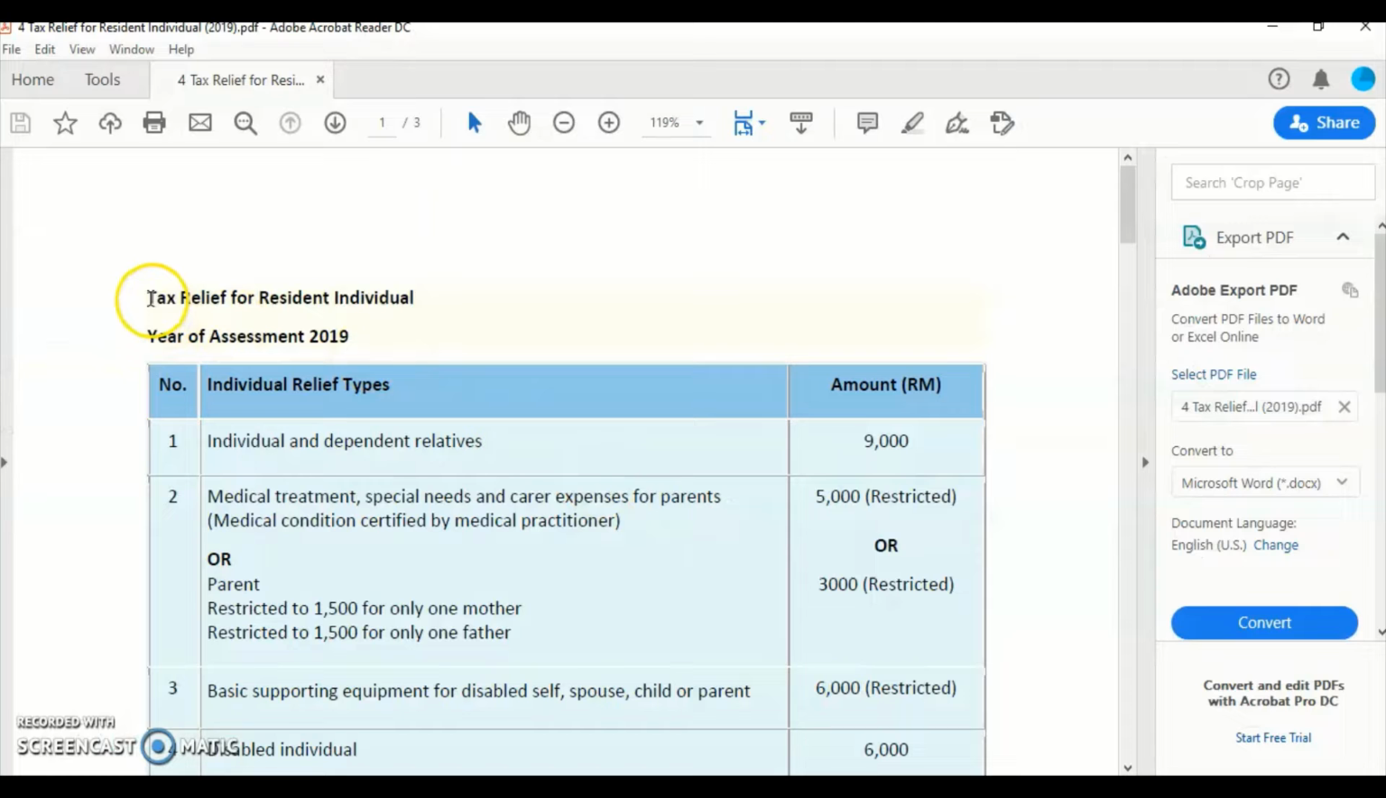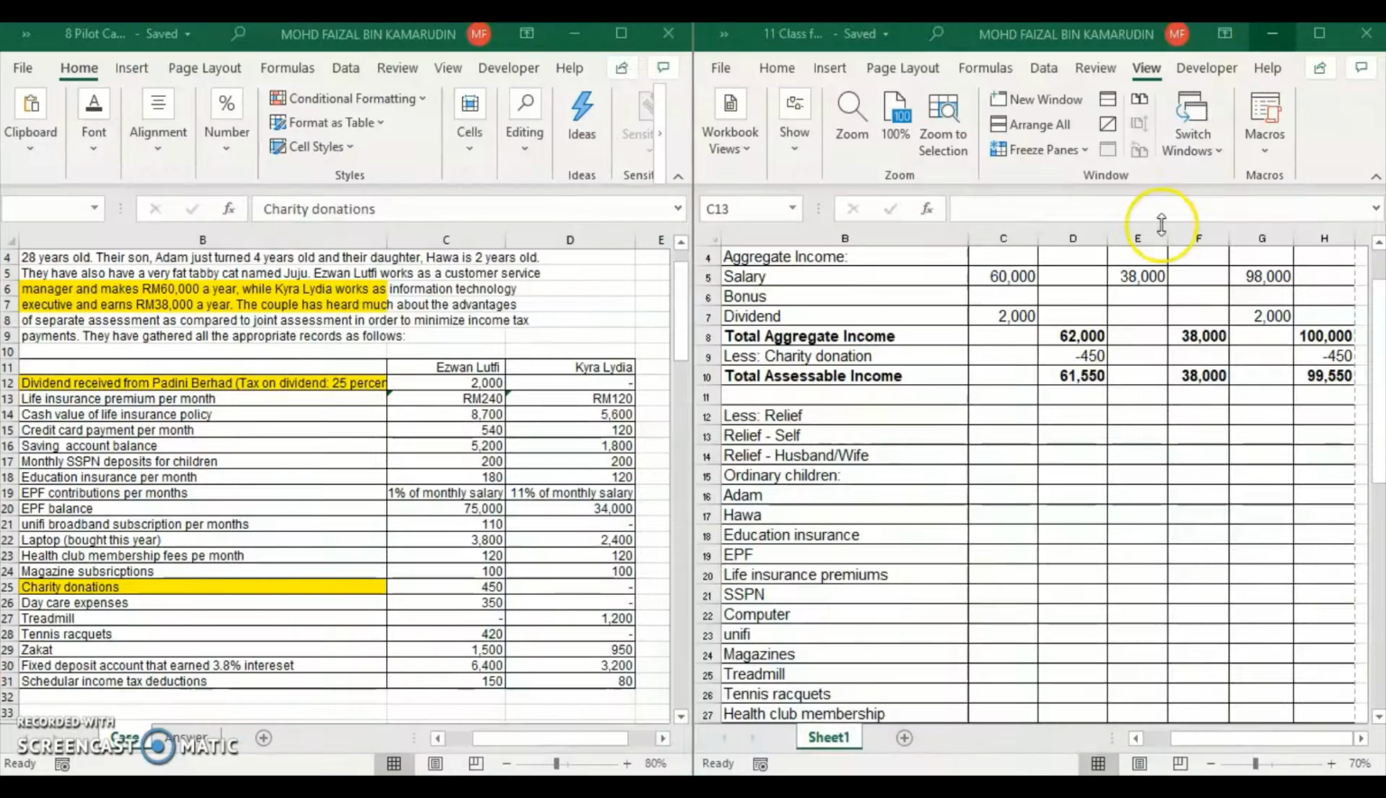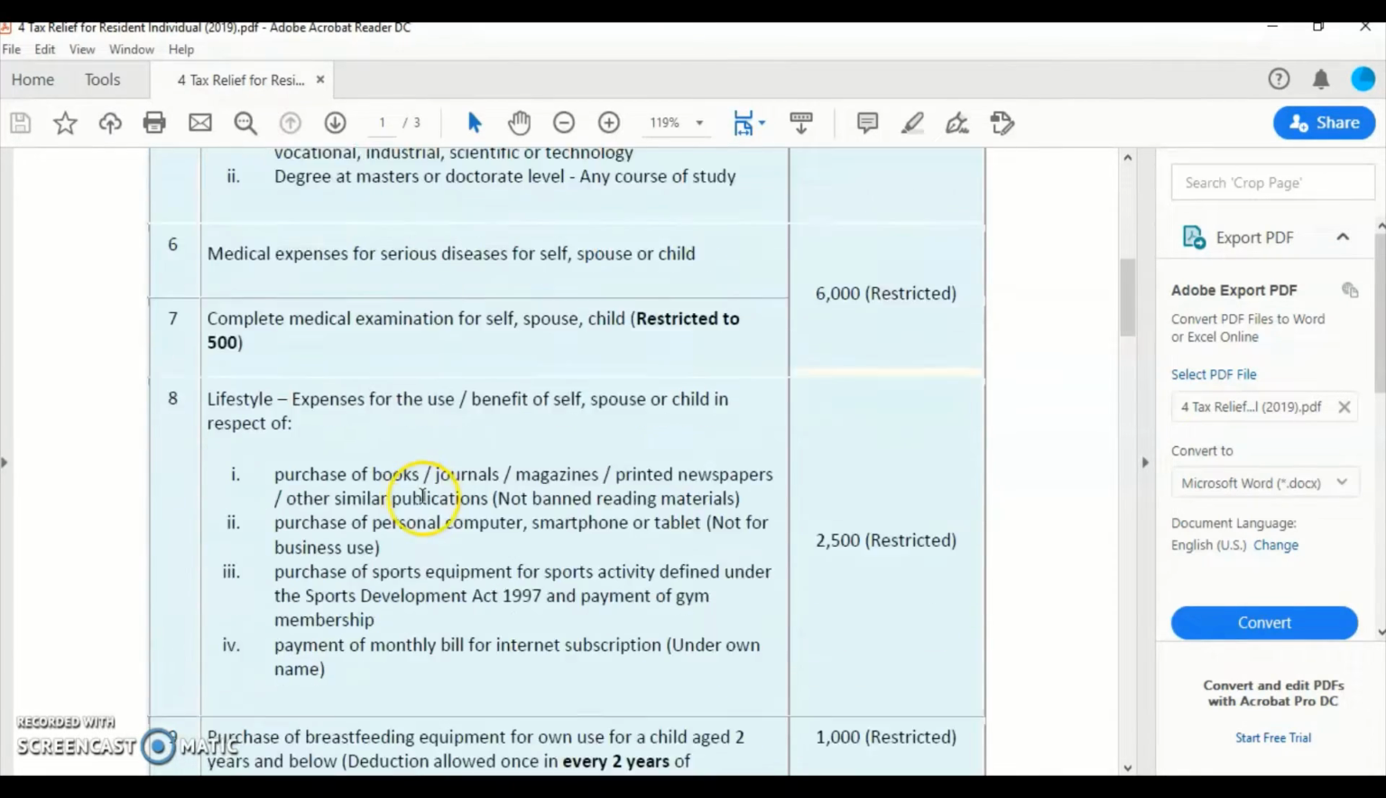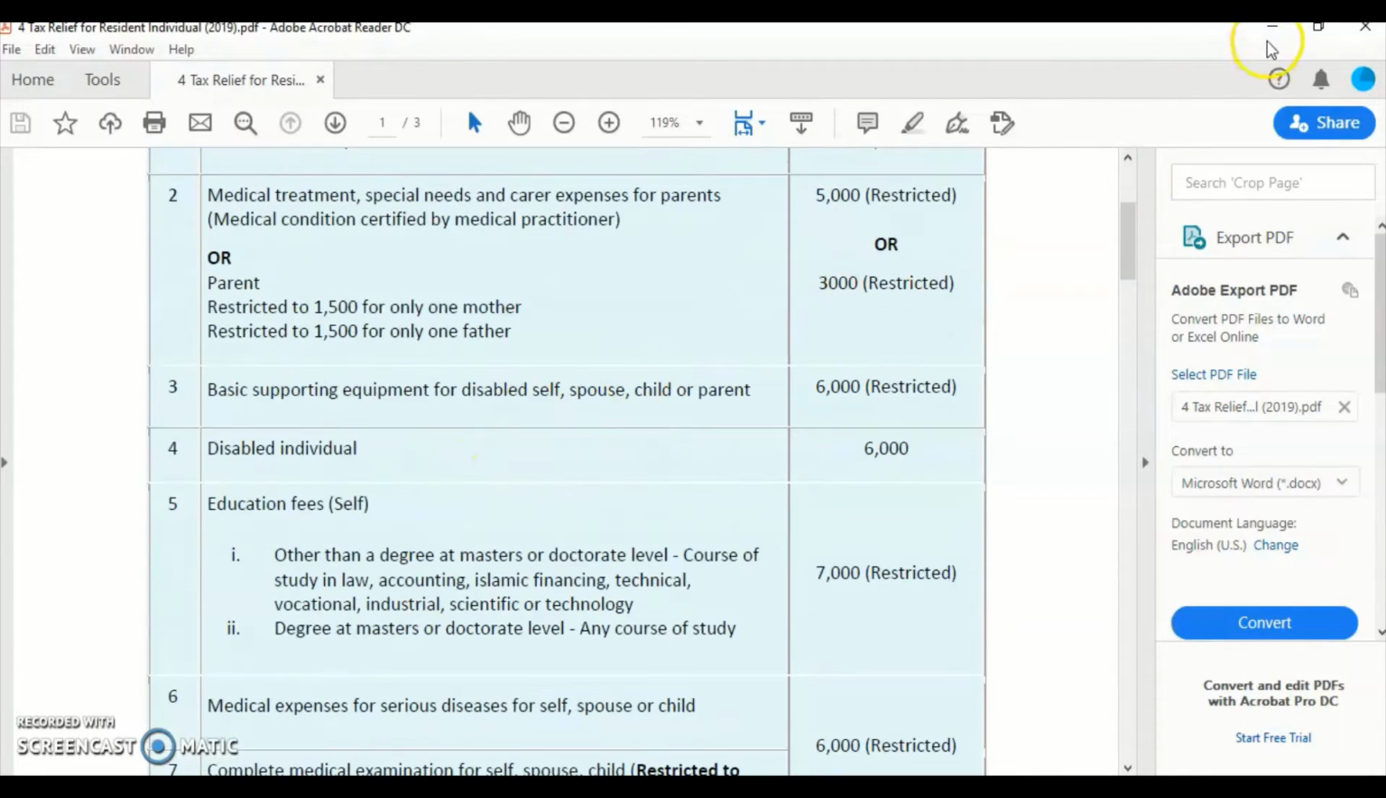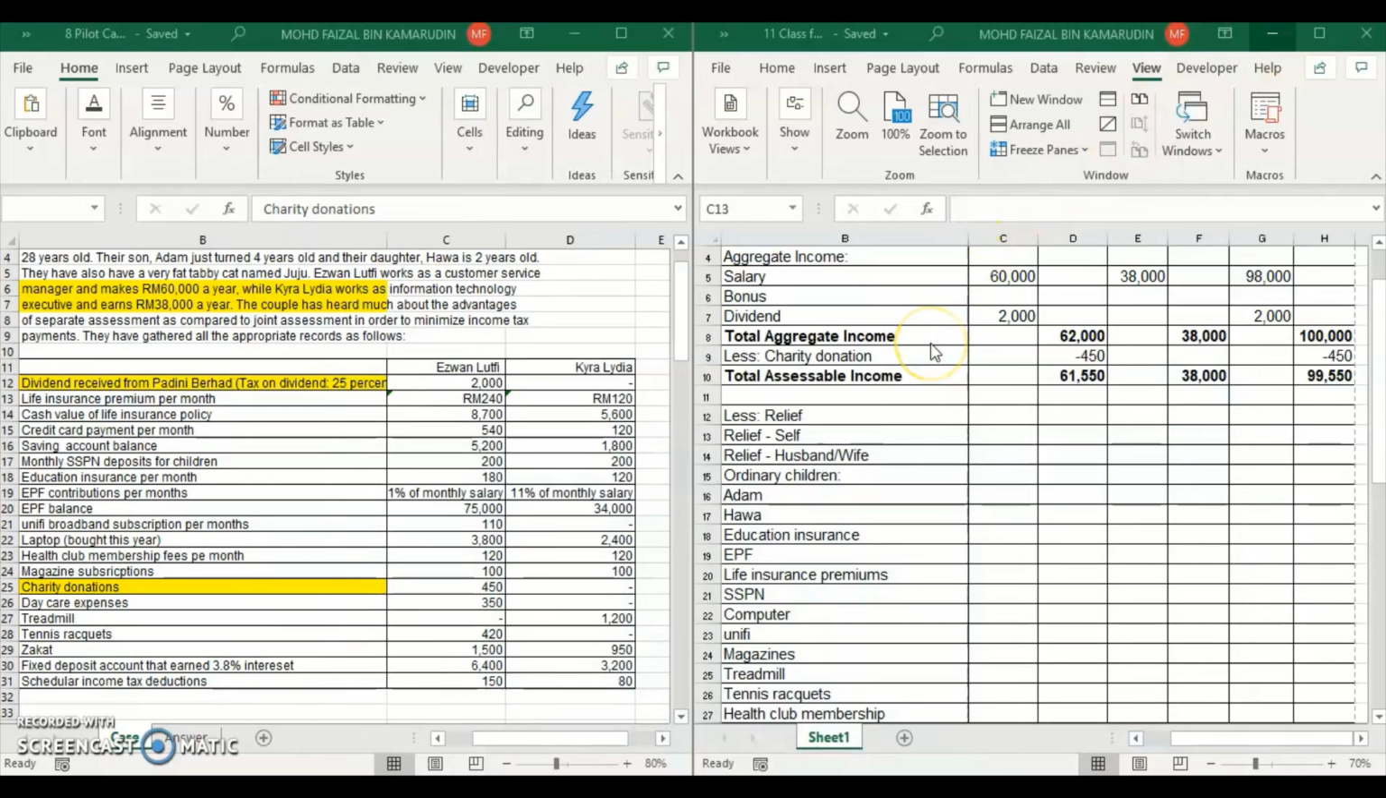So this is where you have to cross check with the handout that was given earlier: Tax relief on the resident individual for the year of assessment 2019. Prior to this, in the final exam, it was not given, but starting last semester, the relief that we mentioned here is now given to the students.